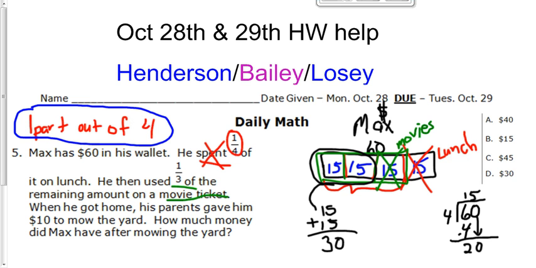But we're not done. It doesn't stop because then he turns around and his parents give him $10 for mowing the yard. If they give it to him, that's an addition. I'm adding to what he already has. Now I have 30 plus the 10 for mowing the yard. So 30 plus 10 is 40. So Max has a total of $40. You should have chosen answer A.